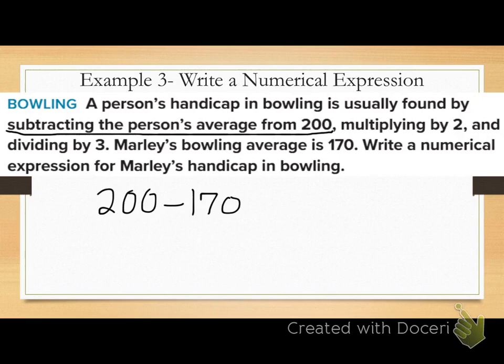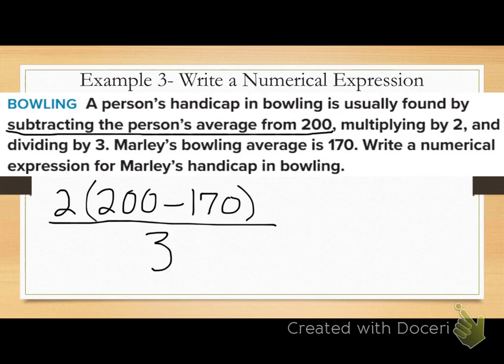Multiplying by 2. Well, it wants this step to be multiplied by 2, correct? So what do I need to include around these? Parentheses. Yes, parentheses. So there's my first step, subtracting 170 from 200. Second step, multiplying that by 2. And what's my last step? Divided by 3. It wants my whole thing up here to be divided by 3 because that's the very last step that it wants me to do. So all this is just going to be over 3.